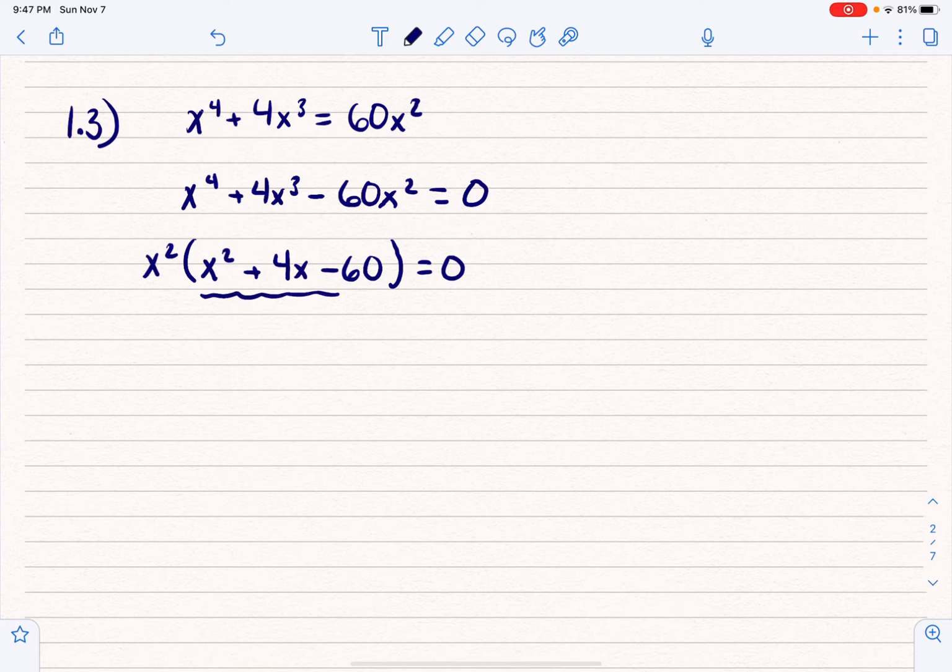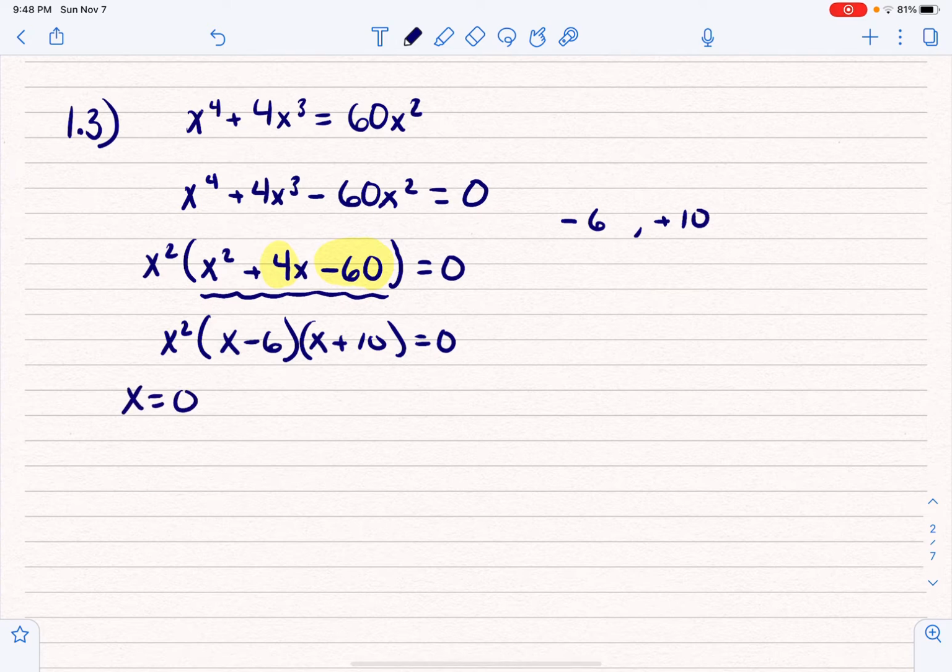I can factor this part right here. I'm looking for factors of negative 60 that add up to be positive 4. The two that I can think of would be negative 6 and positive 10, which would add up to be positive 4, but would multiply together to give me negative 60. So I get x squared times x minus 6 times x plus 10 equals 0.